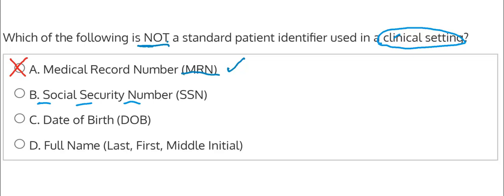However, in this question, remember it's asking which is not a standard patient identifier, and therefore this actually is a correct choice because we are looking for which is not correct. So we're going to go with option B for now, but let's take a look at option C and D.